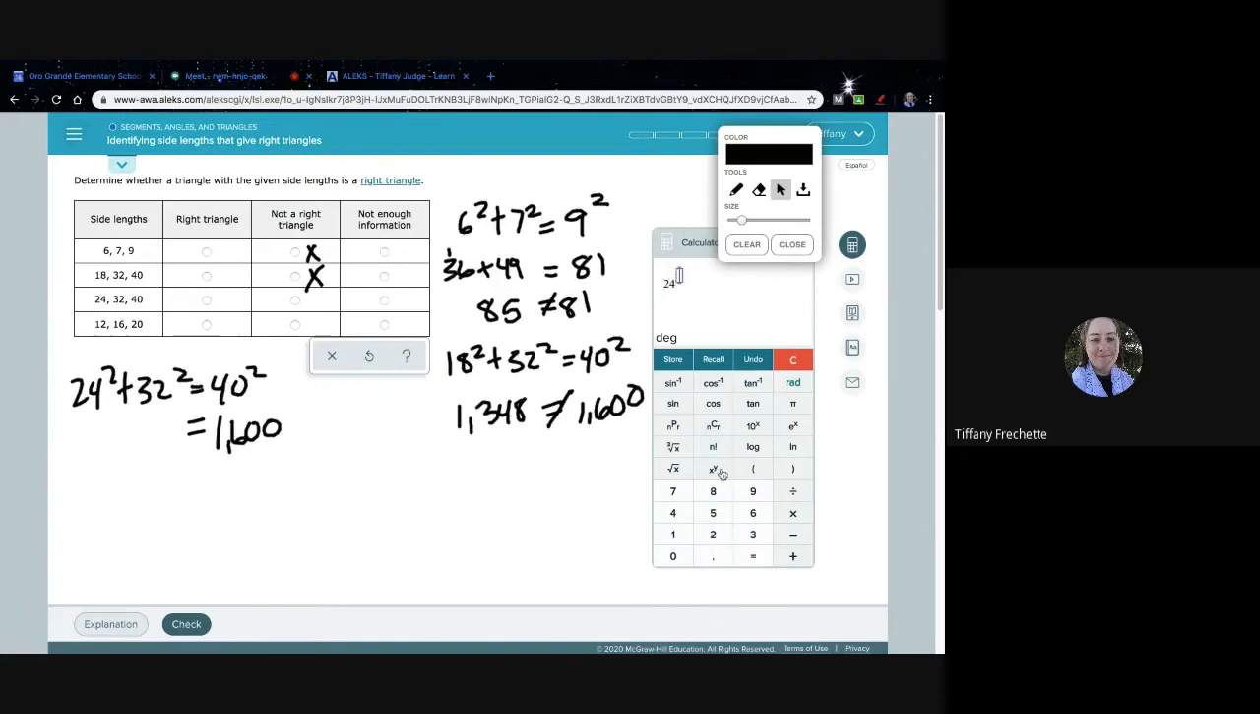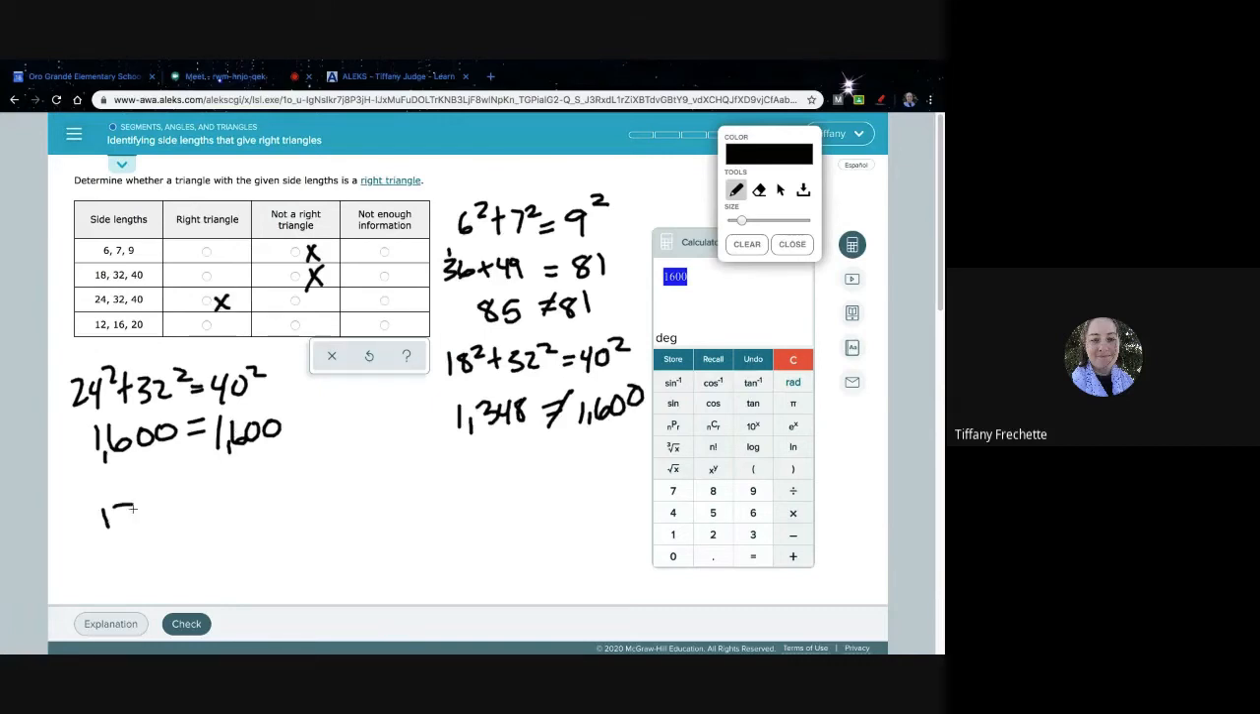So we have 24 squared plus 32 squared equals, look at that, it's 1,600. All right, so that one did work out. So that one is a right triangle.